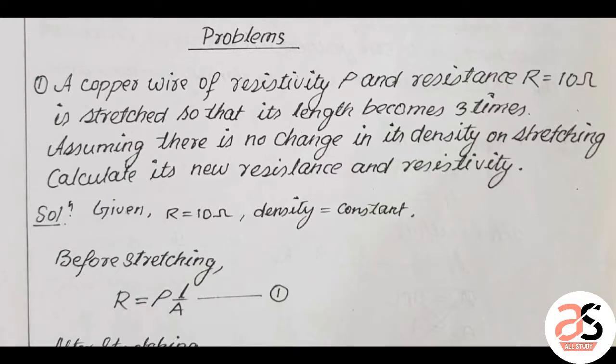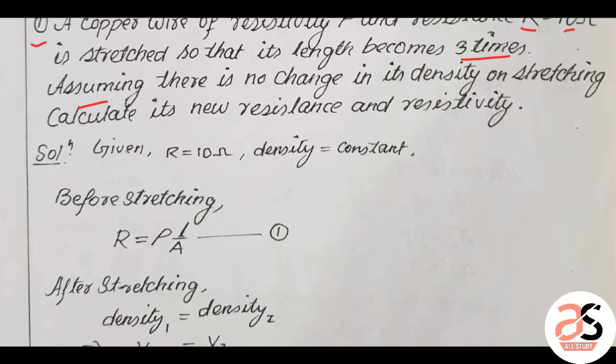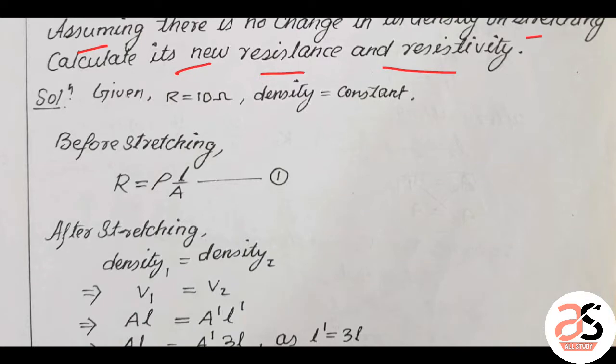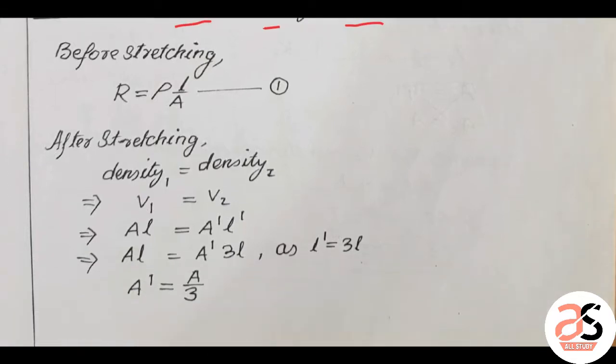Now let us solve some problems. This is problem number one. A copper wire of resistivity rho and resistance R equal to 10 ohm is stretched so that its length becomes 3 times, and assuming there is no change in its density on stretching, calculate its new resistance and resistivity. So given 10 ohm resistance and density is constant.